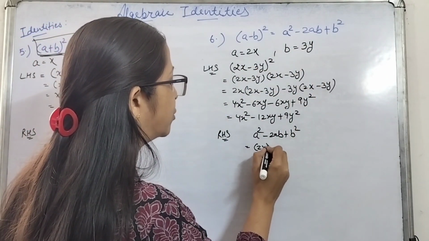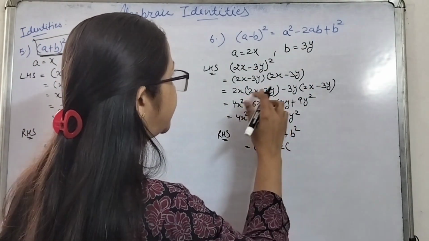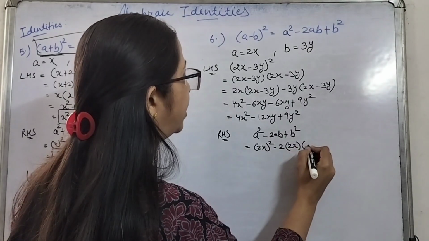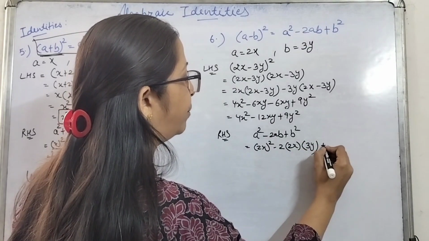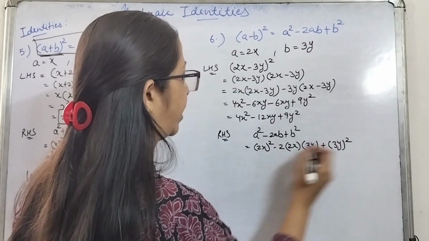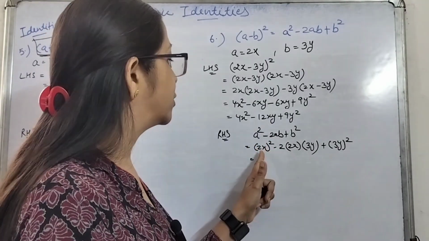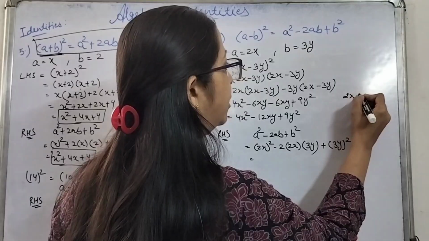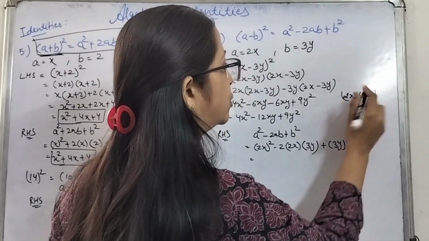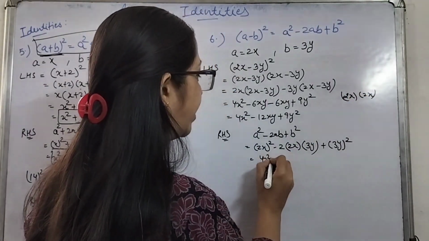So it is your 2x whole square minus 2. Instead of a, we will be taking 2x. Instead of b, we will be taking 3y, plus 3y whole square. 2x square means 2x multiplied by 2x. So it will become your 4x square. 2 2s are 4, x square.